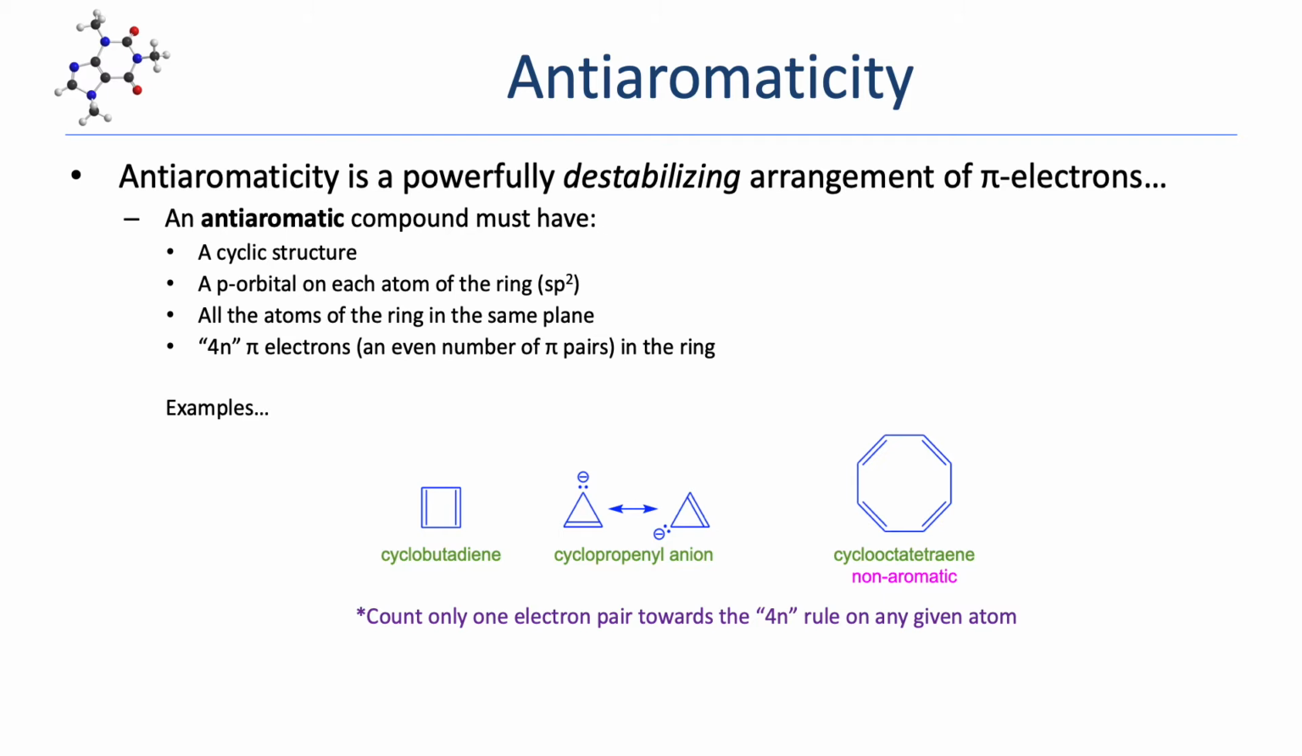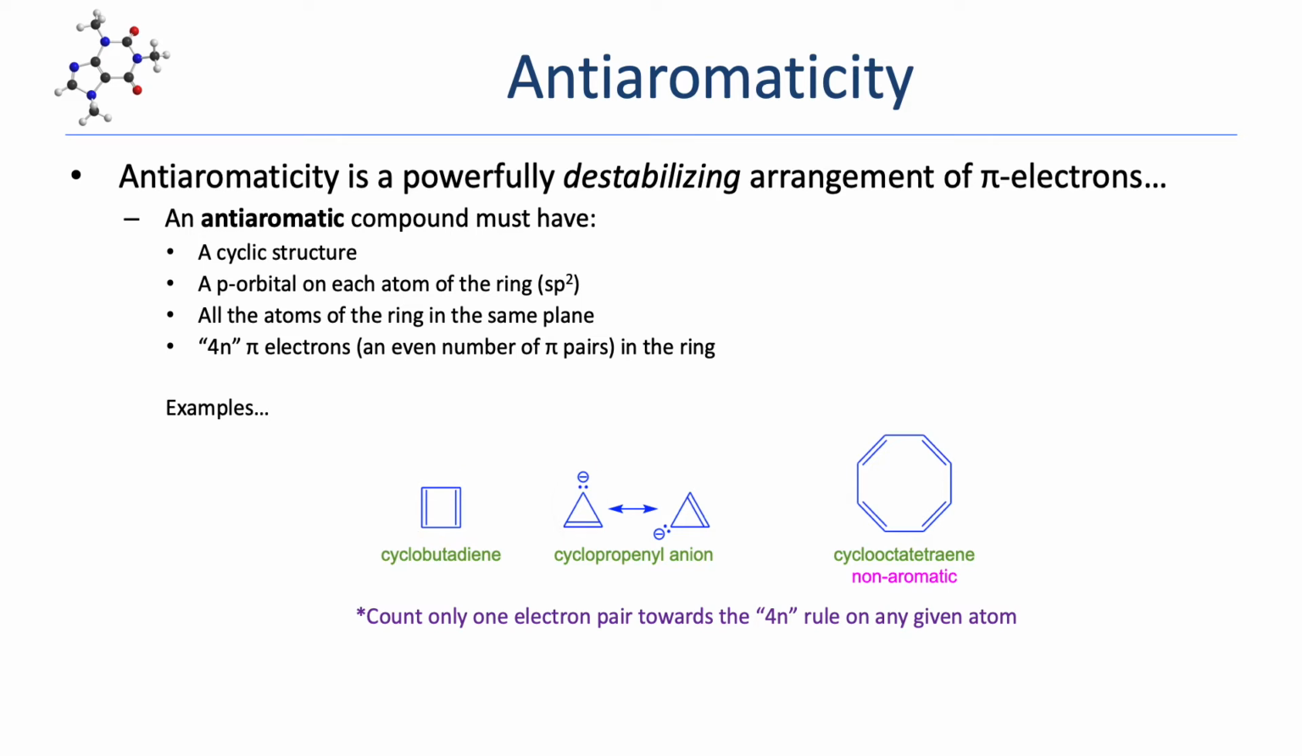So let's take a look at a few examples. First, we have cyclobutadiene. Cyclobutadiene is clearly cyclic, and we can see that all 4 atoms in the ring are sp2 hybridized. We'll again assume that the 4 atoms in the ring are coplanar. When looking at the pi electrons, we can see those 2 pi bonds, and that means 4 pi electrons. And we can get 4 pi electrons when n is 1 in the expression 4n. And of course, it's also an even number of pi pairs. And that means that cyclobutadiene is in fact anti-aromatic.